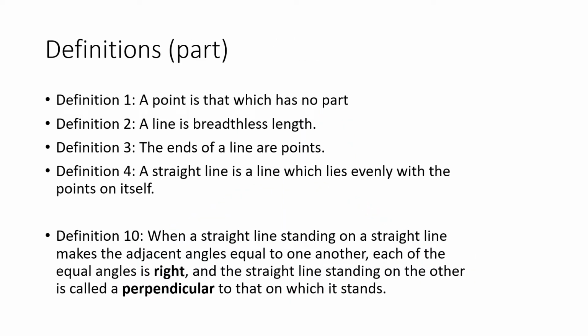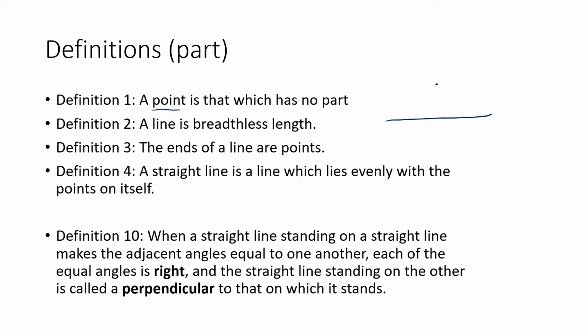Okay, let's talk about what is the definition. There are a bunch of definitions, but we just talk about some of them. You will see definition 1 is a point that has no part. It's very straightforward. A line is a breadthless length. So a line has no width. This is a line. If it has a width, it becomes a plane, a square.